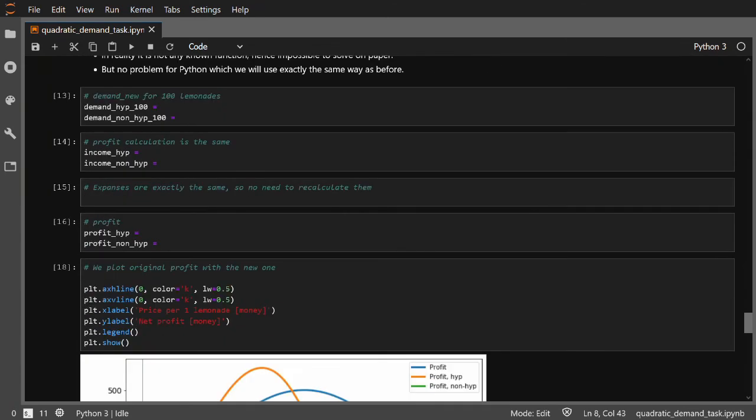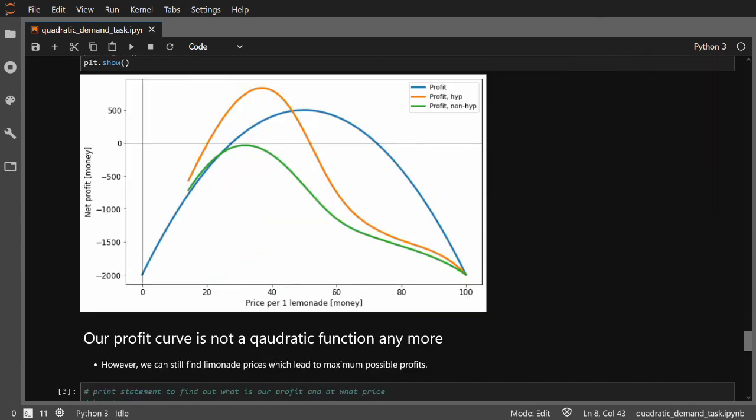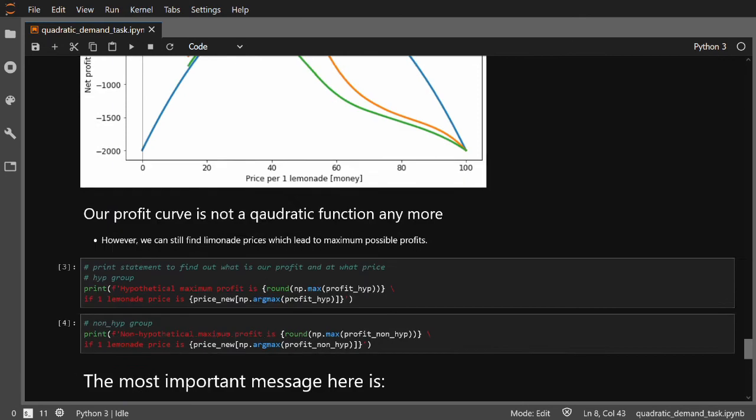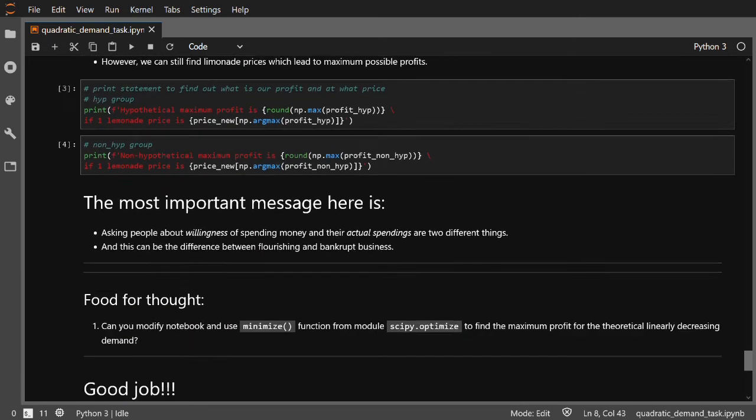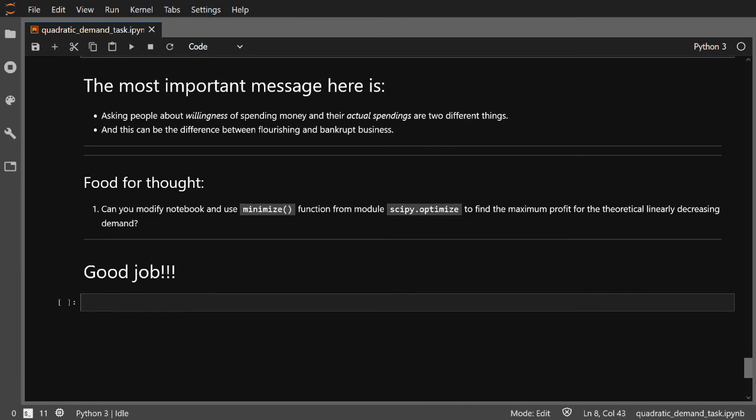Then we apply the same approach as in the first part for the linear dependence for our new experimental data, which will lead to 3 different profit curves: the original one in blue, which is quadratic, and experimental ones in orange and green. We are going to discuss what they mean for your real life business. And some final thoughts for you to improve the notebook further.